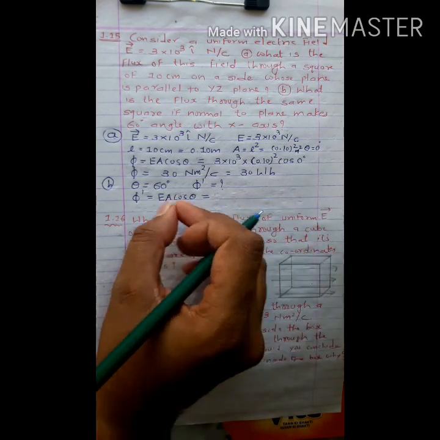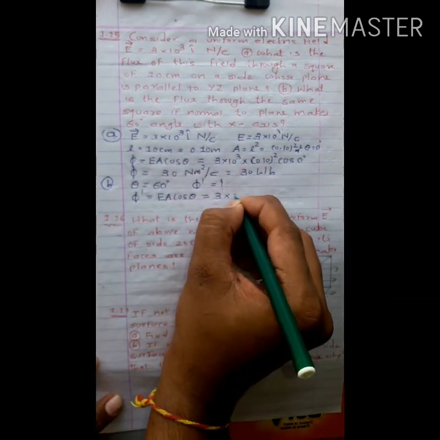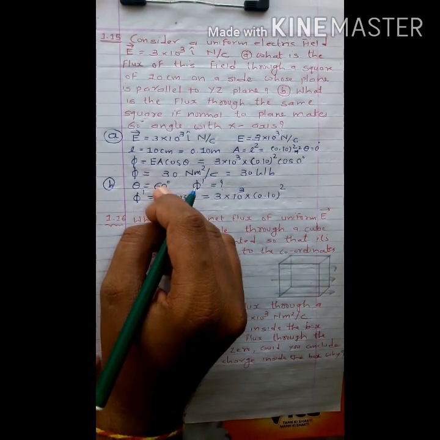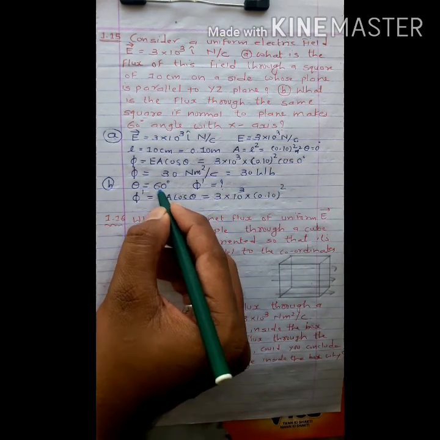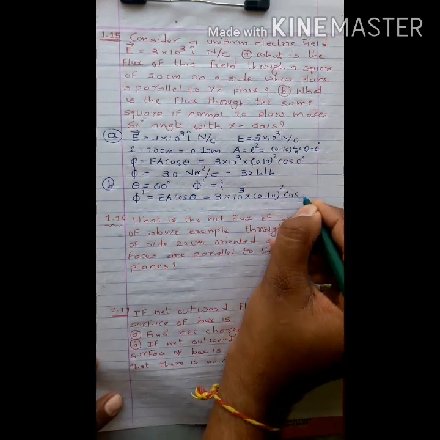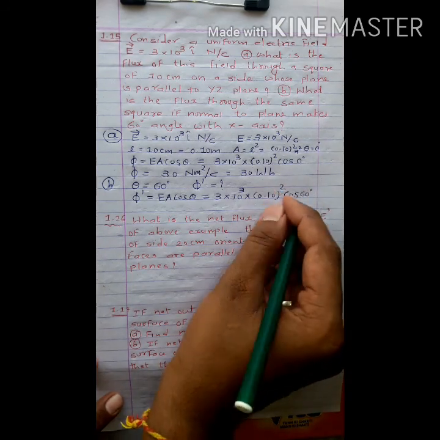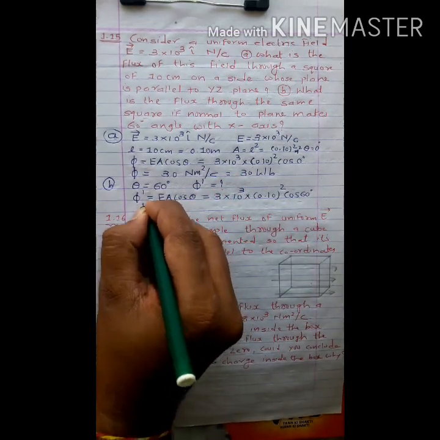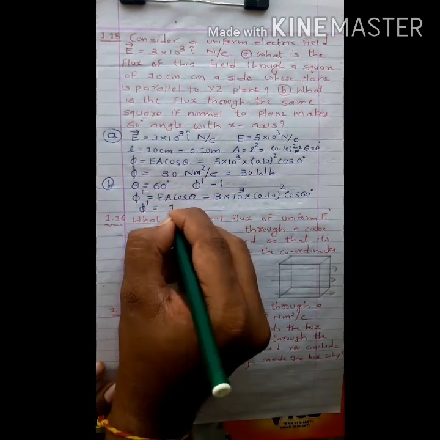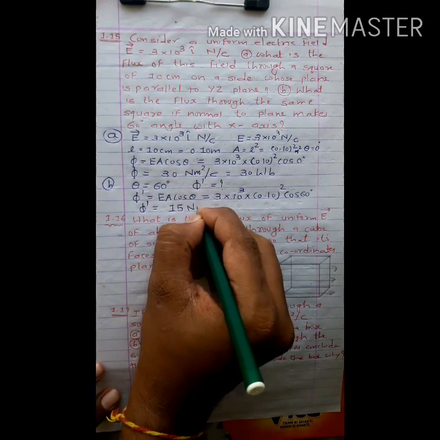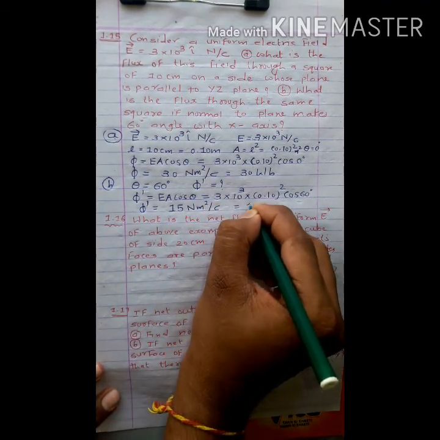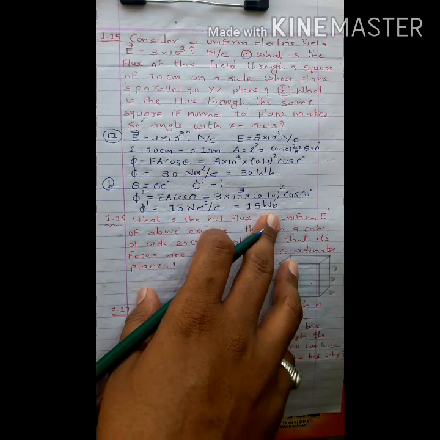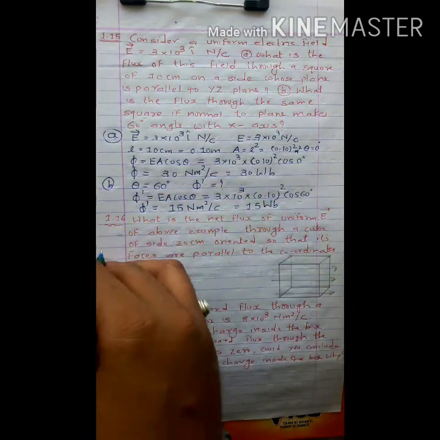Now substitute all values. Electric field is the same, 3 into 10 to the power 3. Area means 0.10 square meter. Now theta means 60 degrees. Here the angle between the area vector and electric field is 60 degrees, so put theta equal to 60 degrees. Cos 60 degrees is equal to 1 by 2, and try to solve the remaining values. So the new flux phi dash is equal to 15 Newton meter square per coulomb, or 15 Weber. So now the flux linked with this surface becomes 15 Weber. In the initial situation it is 30 Weber.